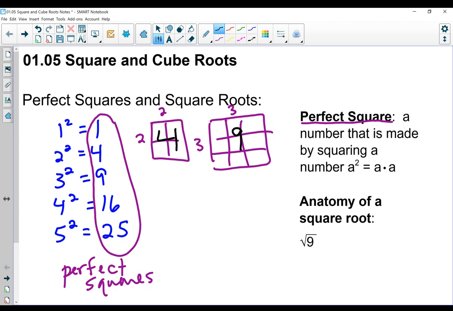So numbers that are not perfect squares, you cannot build and make into a square. You might be able to make them into a rectangle, but they're not a square. So perfect squares are actually visually a square.